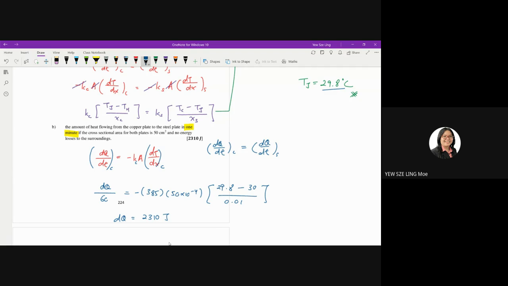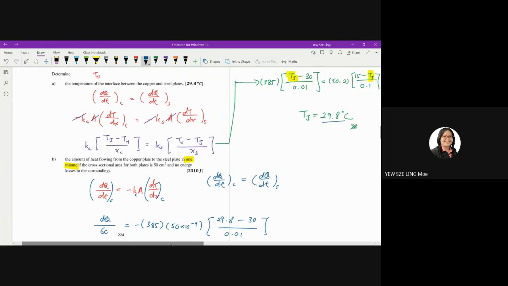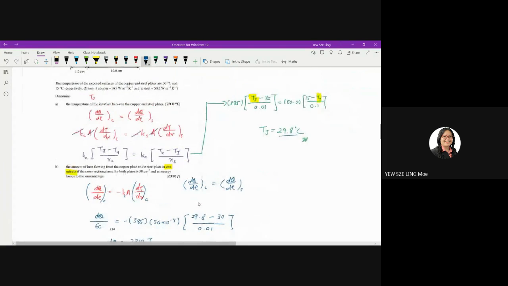So if you use the rate of heat transfer for copper, then make sure all of the information is coming from copper. Okay, your K and your dT over dx are for copper. If you use dQ over dt for steel, then make sure your K and dT over dx are for steel. All right, it's from steel. So that's it. That is the last question in heat conduction.